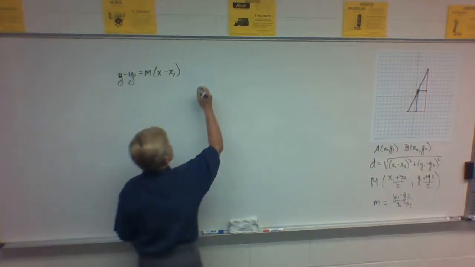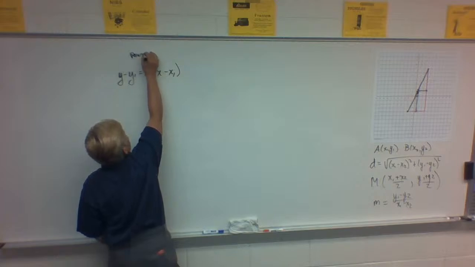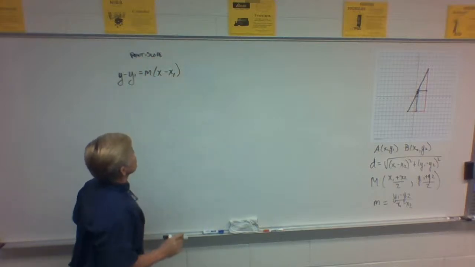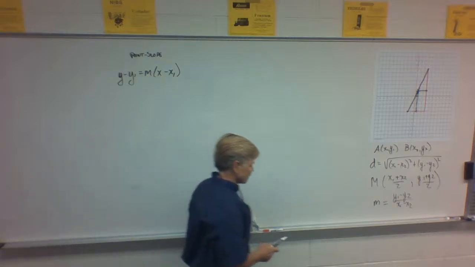This is called the point slope form of a line. And the reason why it's called point slope is because to write it, you need a point and a slope. Now think about that for just a minute.